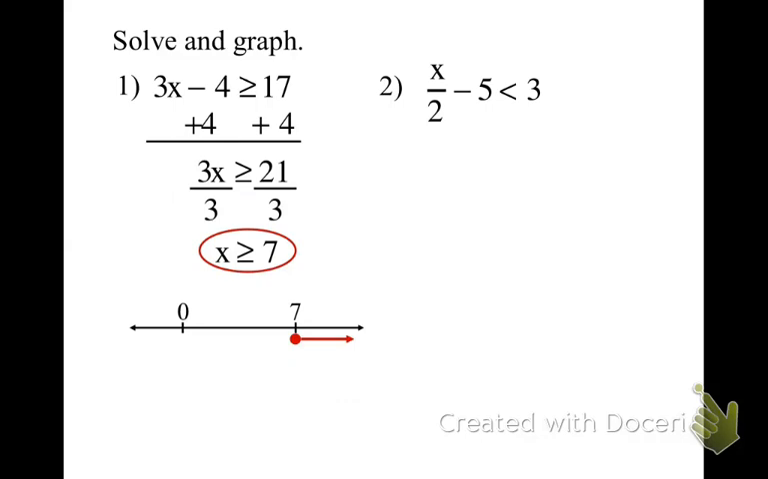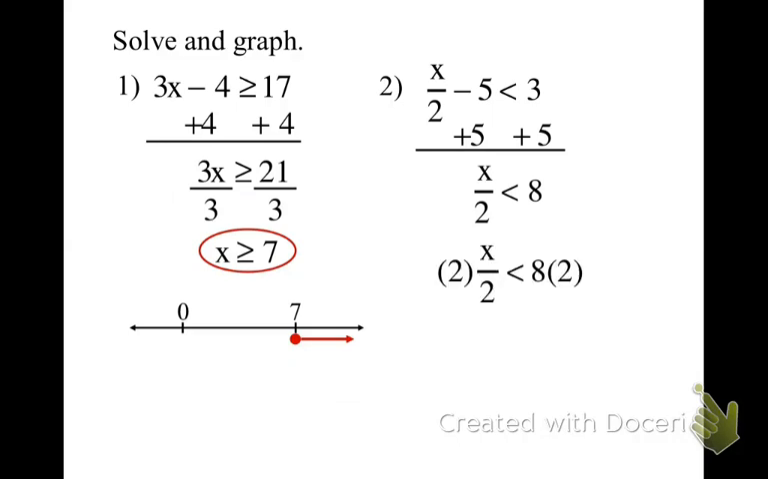The next one, number 2. Pause the recording and try that one as well. All right, so first, to undo our addition and subtraction first, we're going to add 5. Now I have x divided by 2 is less than 8. The inverse operation of dividing by 2 would be multiplying by 2. So I multiplied both sides by 2. Remember, when you are multiplying, you're really multiplying by 2 over 1.